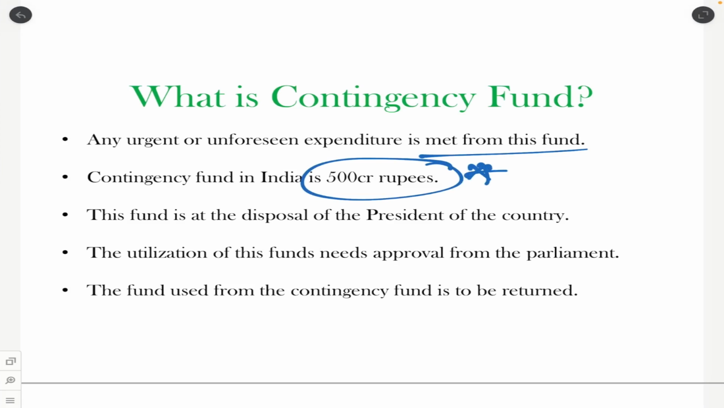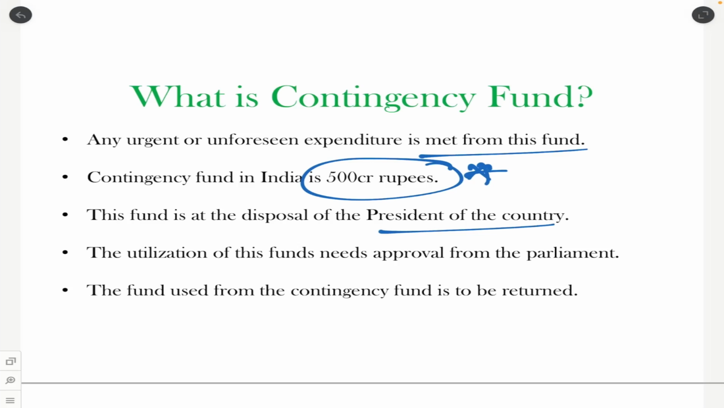Important. This number can be a question. What is the amount that Indian government has set aside, telling that we will not touch it under any circumstances unless it is very, very serious? So the amount that the Indian government has kept aside is 500 crore rupees. This fund is at the disposal of the president of the country. So who handles this fund? It is handled by the president of the country.